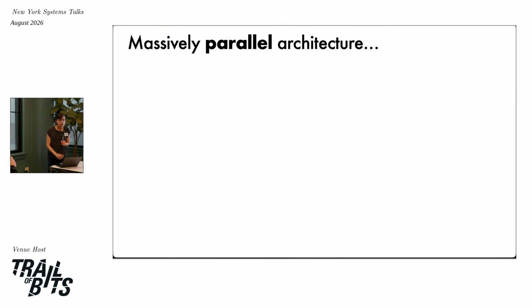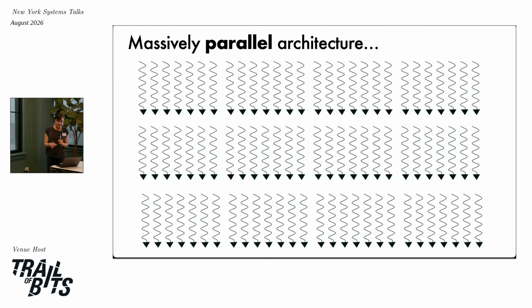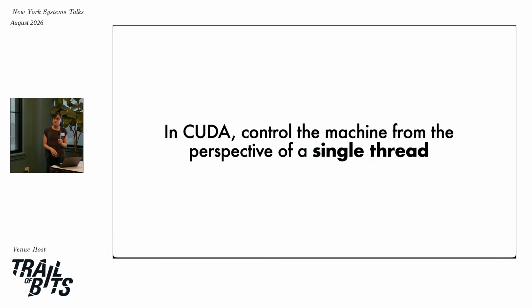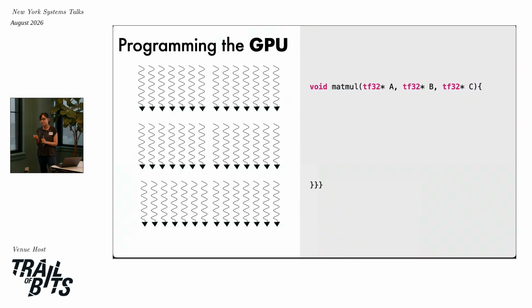So first, let's just do a really quick refresher on GPUs. On a GPU, execution happens thousands of threads at a time. It's a massively parallel architecture. And the way you program this machine often is through CUDA. In CUDA, the mental model that NVIDIA wants to sell to you is that you're going to be controlling this machine by controlling the behavior of a single thread. So what does this mean concretely?